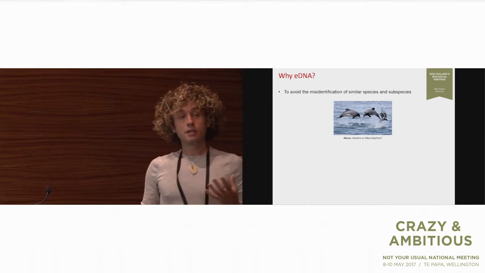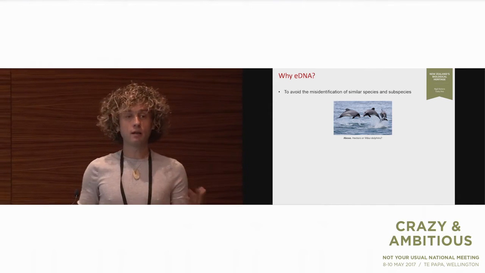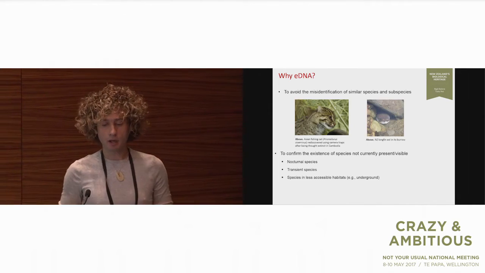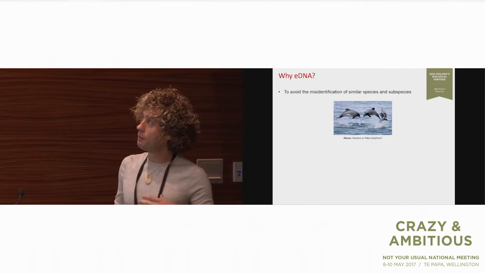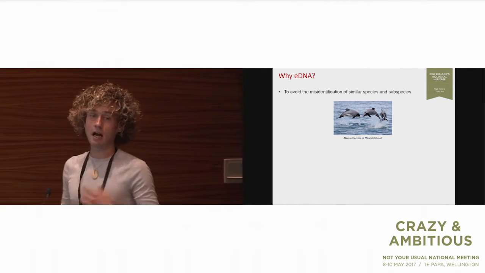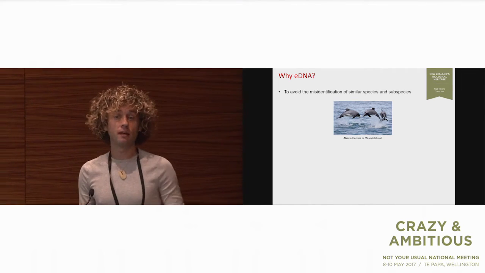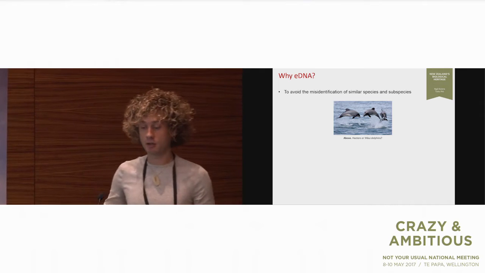So why do we actually want to use DNA that's cast into the environment to monitor biodiversity? Why can't we just use traditional techniques? Often a reason is that lots of species and subspecies actually look quite similar. I'm a microbiologist. I can't tell you if this is a Hector's or a Māui dolphin. If you give me the DNA, I might have a bit of a better shot.